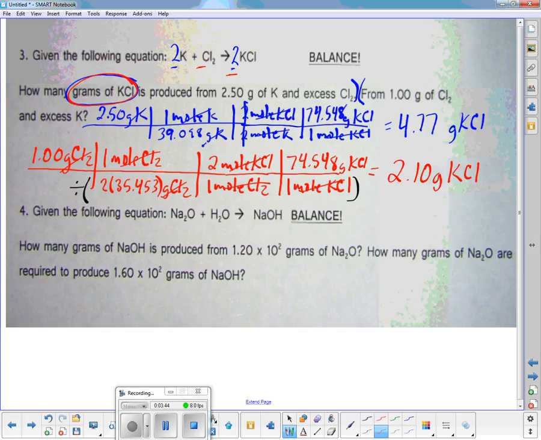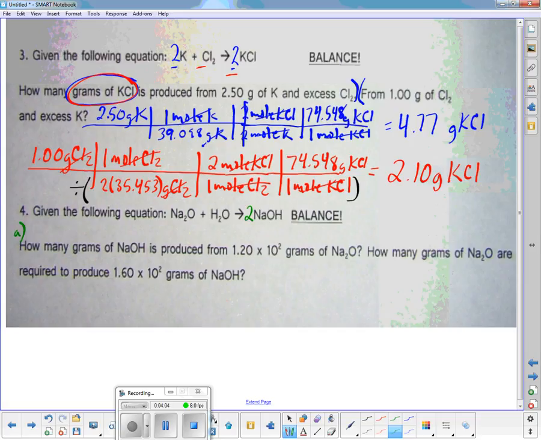Okay, so given the following equation, let's balance it. What do we need to do to balance it? Where do I put it to? On the right. Right there? Okay, and that's good. All right, so now this also has 2 parts.